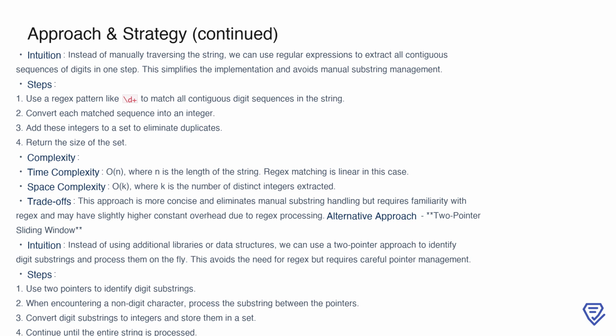Similarly, the space complexity depends on the number of distinct integers extracted, as they are stored in the set. The trade-offs include the need for familiarity with regex, which might be challenging for some developers, and a slightly higher constant overhead due to regex processing. However, this approach is much cleaner and avoids the repetitive substring handling seen in the brute force method. There's also an alternative approach worth discussing that uses a two-pointer sliding window, which we'll explore next.